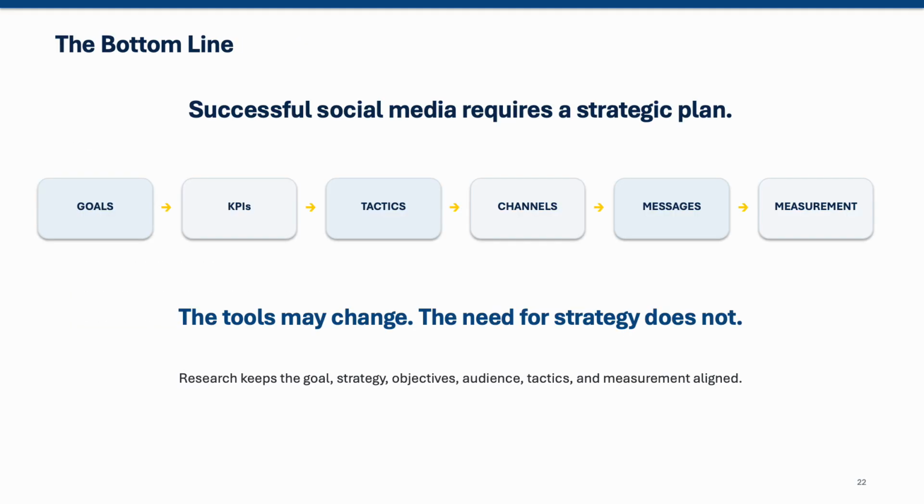The bottom line is successful social media requires a strategic plan. Goals give us direction. Strategy gives us an overarching approach. Objectives make our progress measurable. KPIs help us evaluate success. Tactics, channels, and messages put the strategy into action. And measurement allows us to determine what worked and what may need to be changed. Research keeps all of these pieces aligned. The tools may change, but remember, the need for strategy does not.